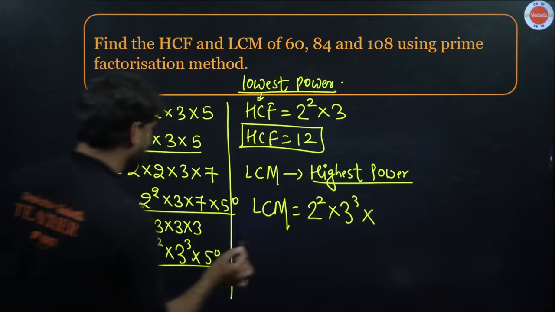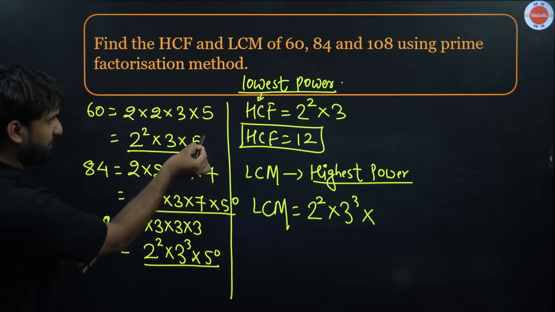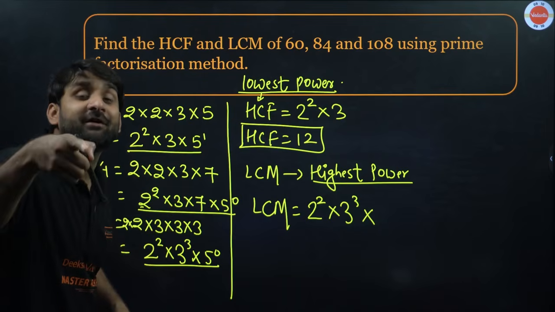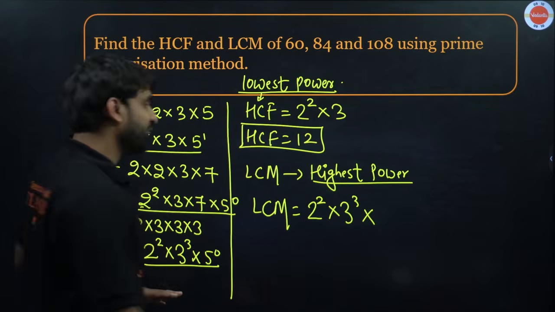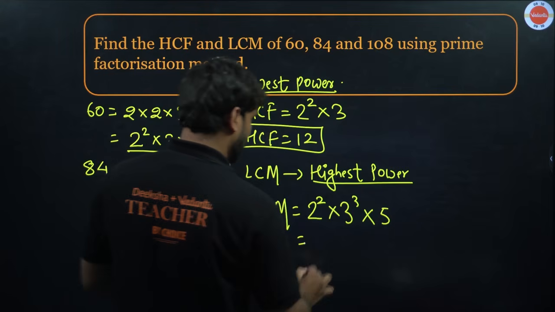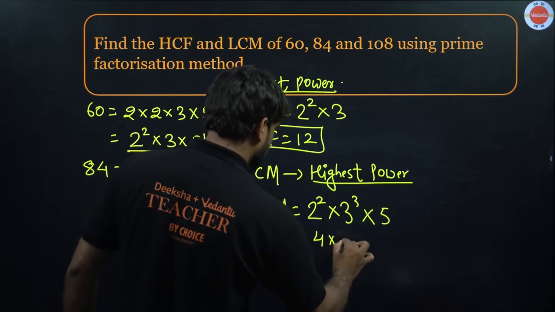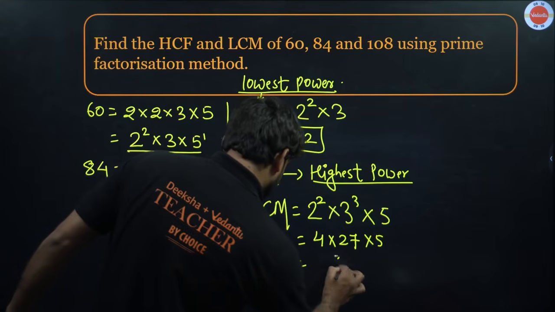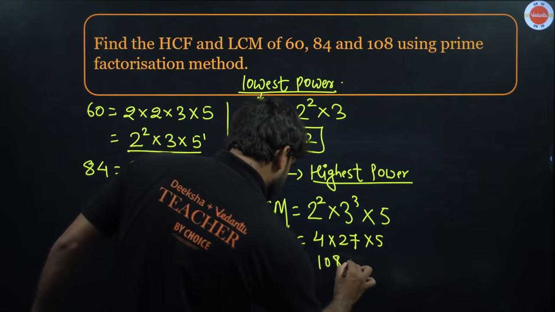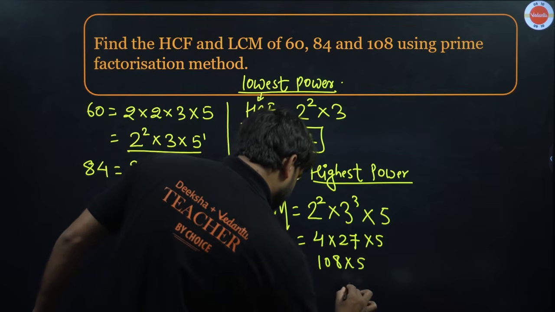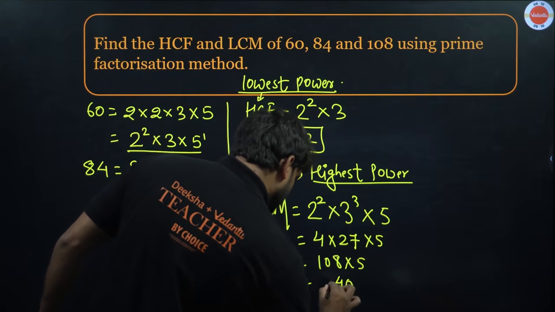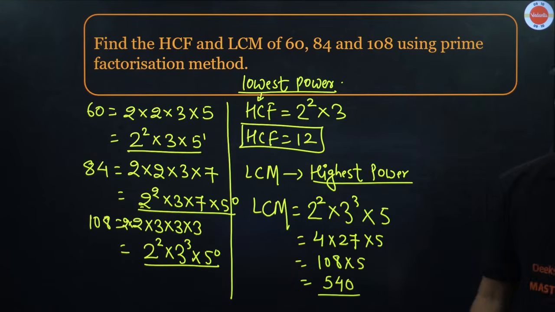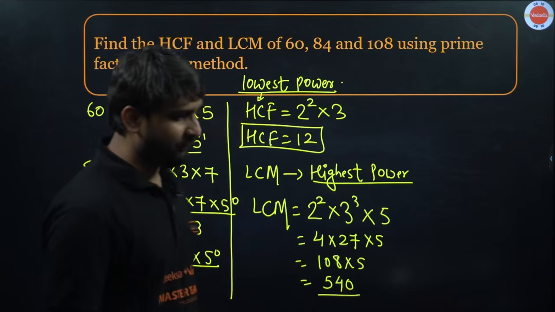Now is there anyone else? No. Now if we talk about 5, 5 to the power 1 is here, 5 to the power 0, 5 to the power 0. Which will be considered? 5 to the power 1, because we are finding LCM. So can we multiply? 2 to the power 2, 3 to the power 3 is 27, into 5. So 4 times 27 is 108, and 108 times 5 is 540. This is the answer. LCM will be equal to, my dear champion, 540.